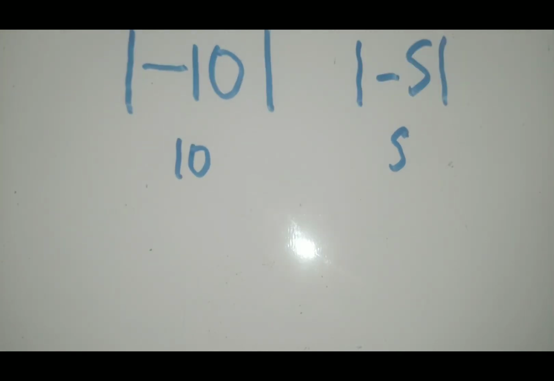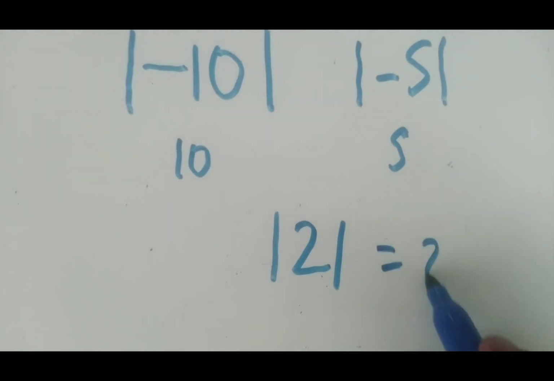What about the absolute value of 2? The absolute value of 2 is just 2, because 2 is 2 steps away from 0.